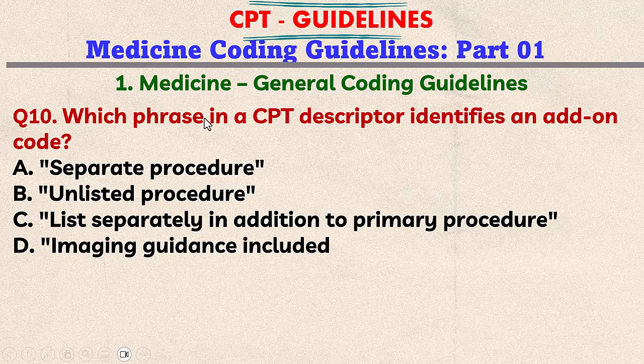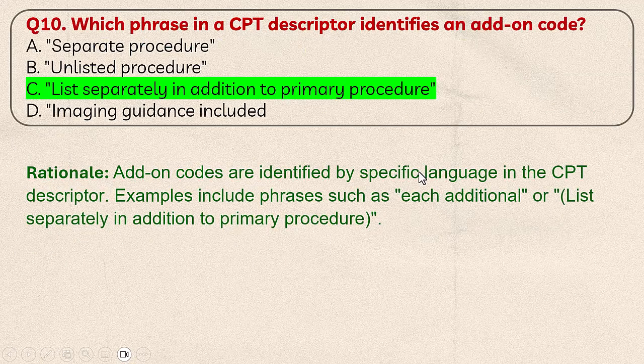Question number 10. Which phrase in the CPT descriptor identifies an add-on code? A. Separate procedure. B. Unlisted procedure. C. Listed separately in addition to primary procedure. D. Imaging guidance included. Think the answer. The correct answer is C. Add-on codes are identified by specific language in the CPT descriptor. Examples include phrases such as each additional or listed separately in addition to primary procedure.